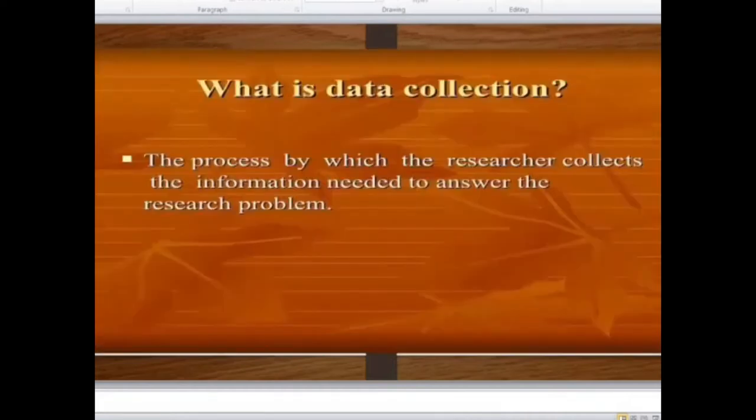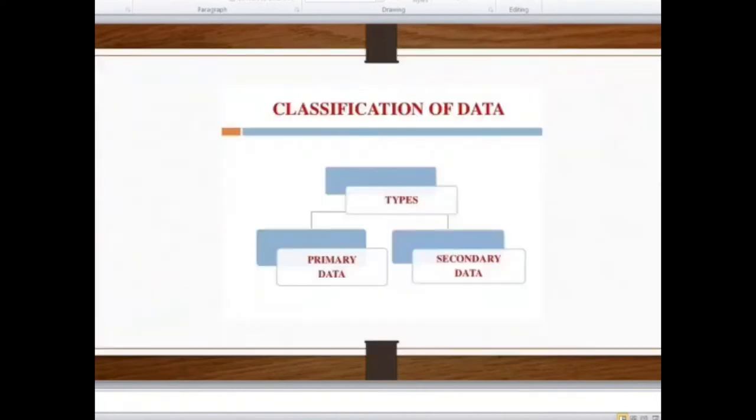Now we should know what is data collection. The process by which the researcher collects the information needed to answer the research problem is data collection. And the data is classified into two types, that is the primary data and the secondary data. The primary data means it's a type of data that is collected directly from main sources, that is, from the fresh data or the first-hand sources.